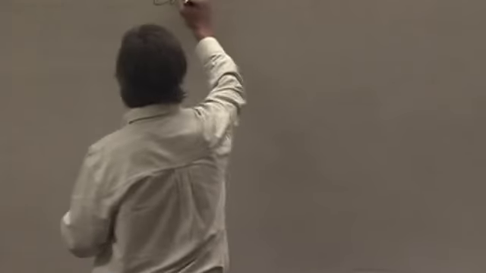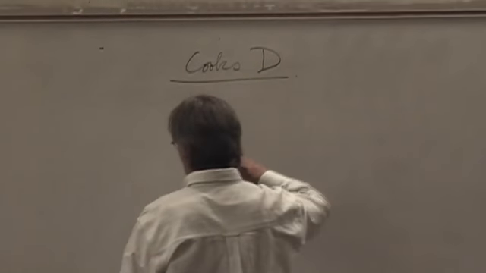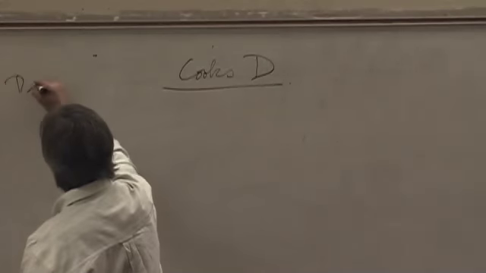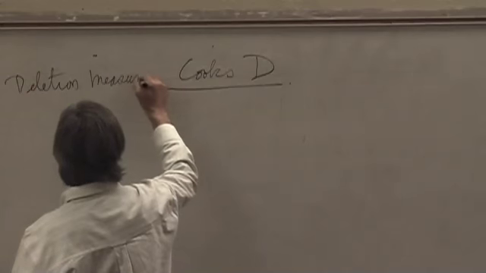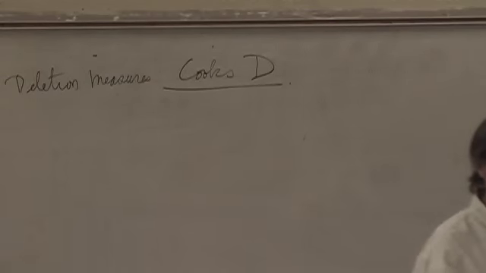Okay. So what I want to do is consider, we already talked a little bit about this, but one of them is Cook's D. So we're going to have deletion measures. What we're going to do is delete the ith observation. So delete that leverage point. Okay?